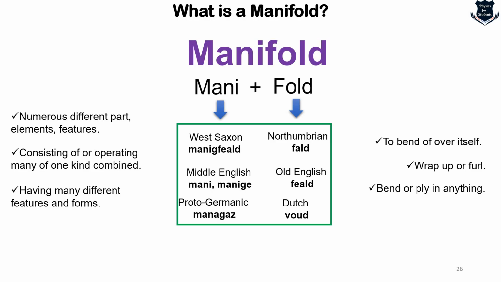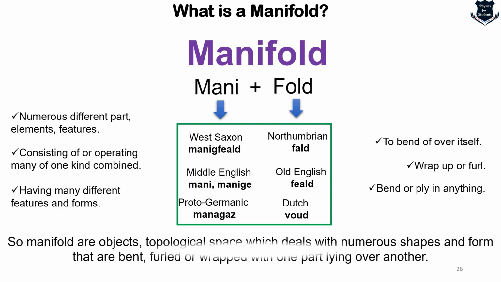Now we will go to the mathematical understanding, because all of this carries its root in the literary sense. Anything which has many bends over itself is called a manifold. We can say these are topological spaces which deal with numerous shapes and forms that are bent, furled, warped, wrapped, and one part lying over the other. Don't worry about the term topological space. It is not very pertinent to today's discussion.